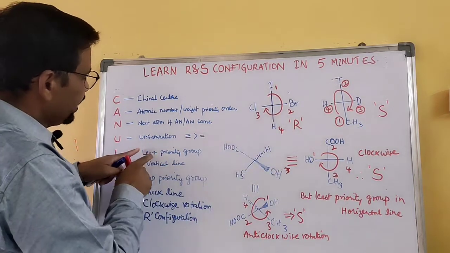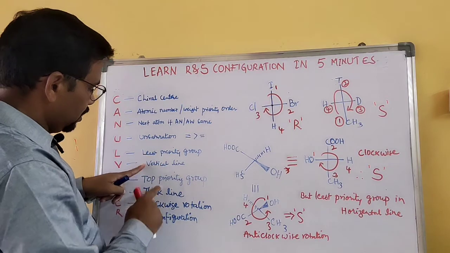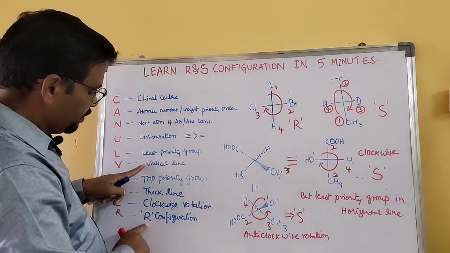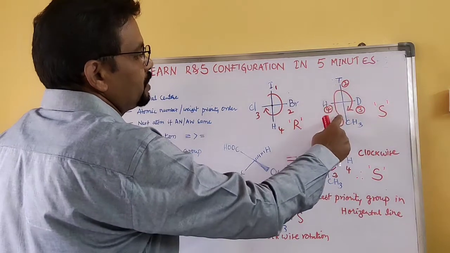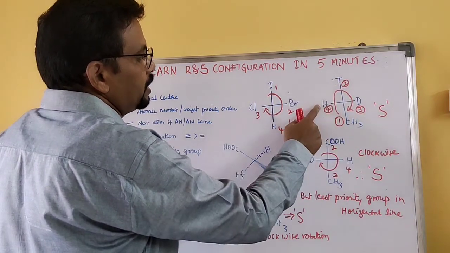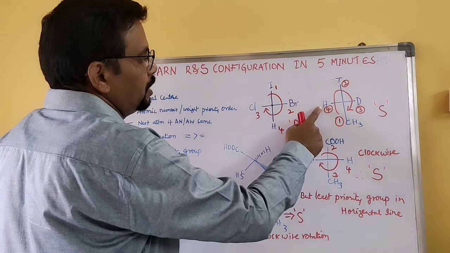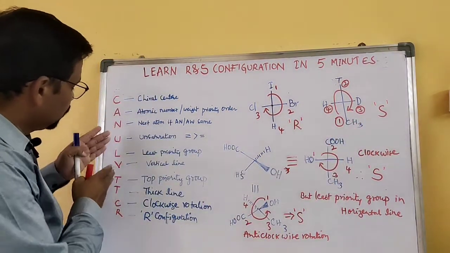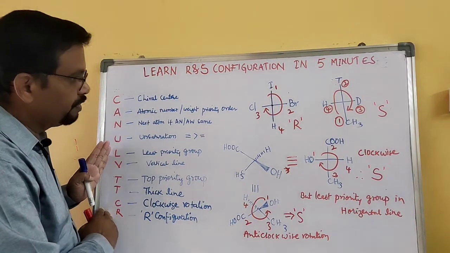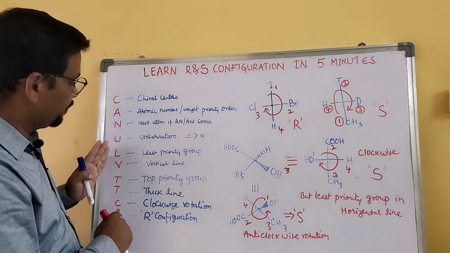Okay, if the least priority group is in the horizontal line, then the clockwise rotation will become reversed, S configuration. It is so in this case. Clockwise rotation, but the least priority group is in the horizontal position, therefore it will become reversed, S configuration. So these are the things that give you the information to assign RS configuration.